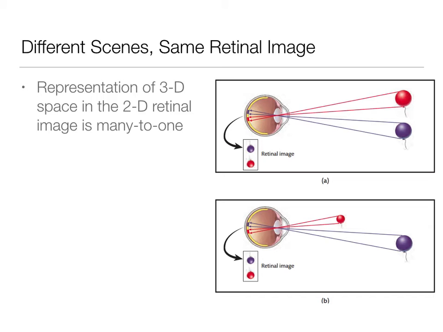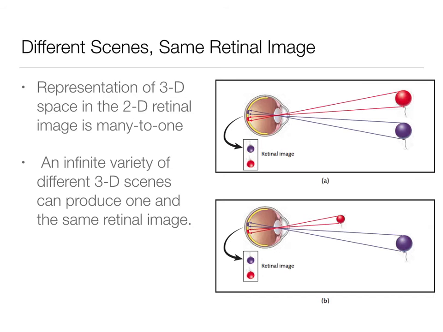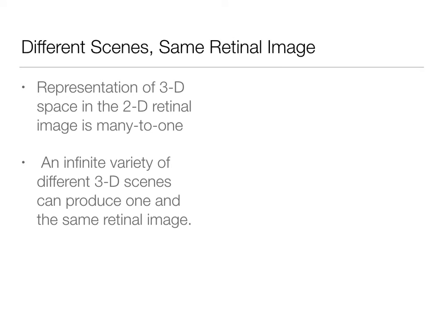In image B, however, the red balloon is a lot smaller than the purple balloon, but it's a lot closer. So that also creates the same retinal image. And this is where that many-to-one problem is. There's an infinite variety of 3D scenes that can produce the exact same retinal image. So then how do we get depth? What are we doing to get depth in the first place?